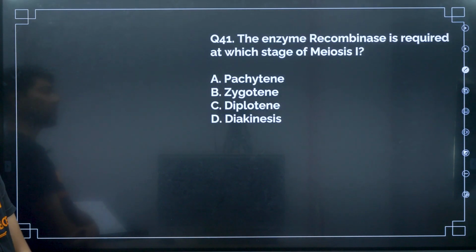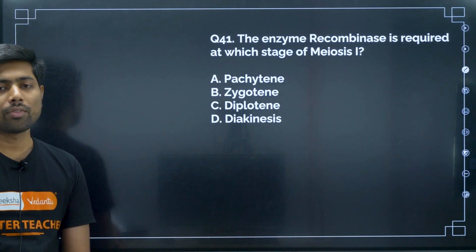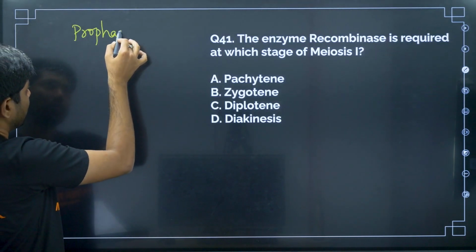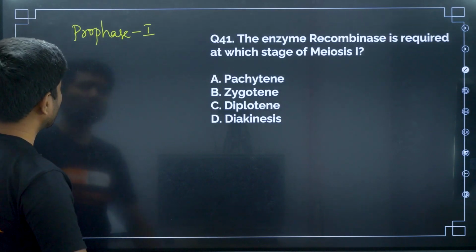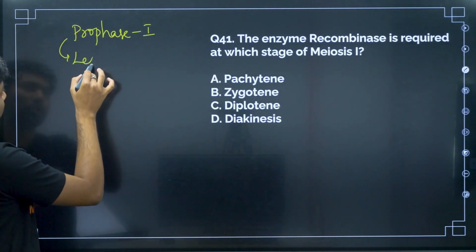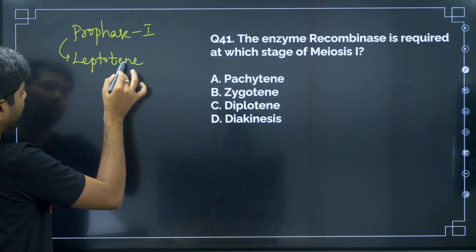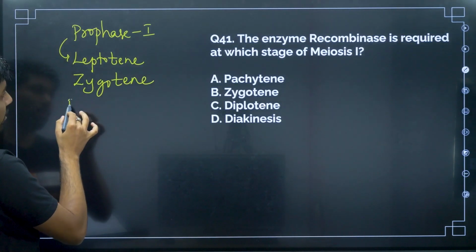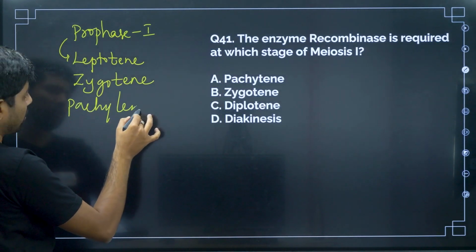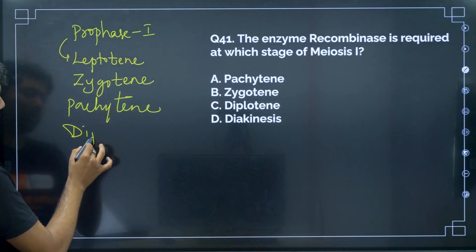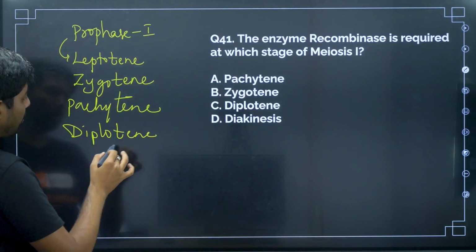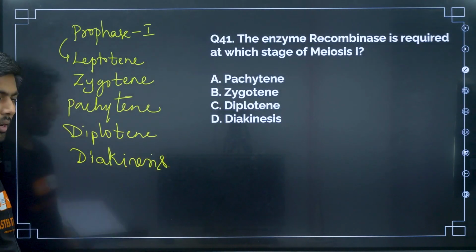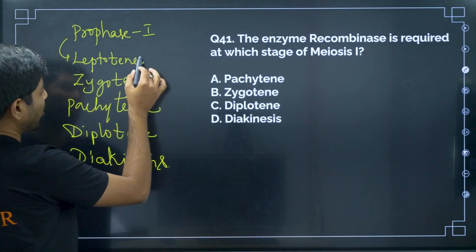The enzyme recombinase is required at which stage of meiosis? Now, if you look at prophase 1 of meiosis, you know prophase 1 is divided into leptotene, zygotene, pachytene, diplotene, and diakinesis, correct?